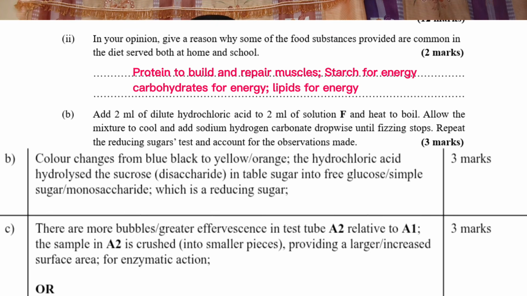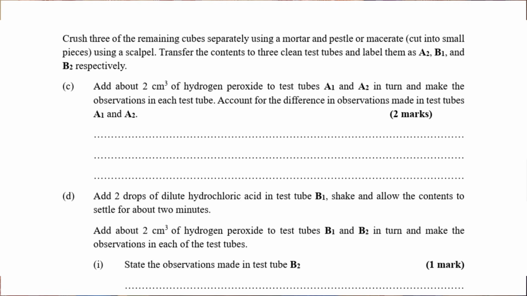Another set of instructions or guidelines. Peel some sample E and obtain 4 cubes of about 1 cubic centimeter each. Place one uncrushed cube in a clean test tube and label it as A1. Crush the 3 remaining cubes separately using a mortar and pestle, or macerate, cutting it into small pieces. Using a scalpel, transfer the contents to 3 clean test tubes and label them as A2, B1, and B2 respectively.